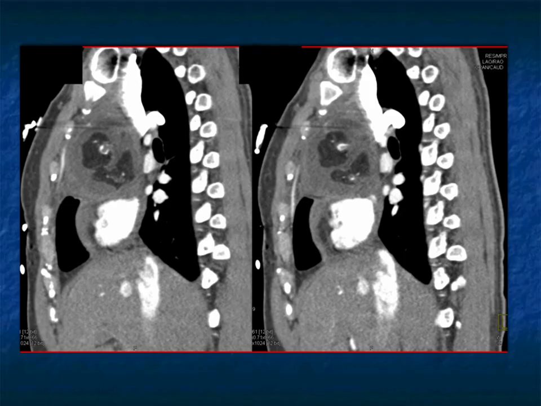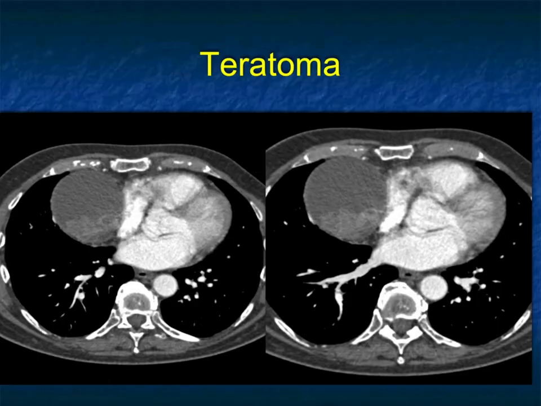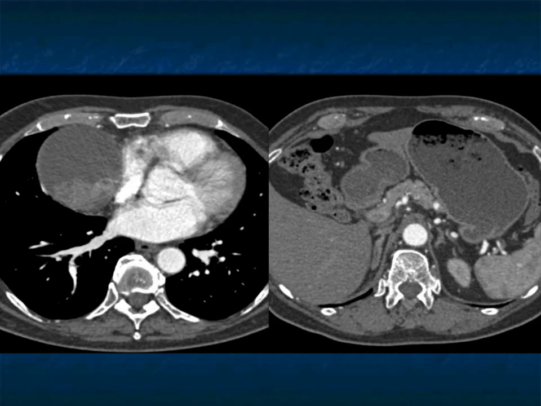Here it is nicely on the sagittal view. Here's another example, large cystic mass, eccentric. You can see what looks like nodules here, almost layering out with almost a fluid level. This is also a teratoma.